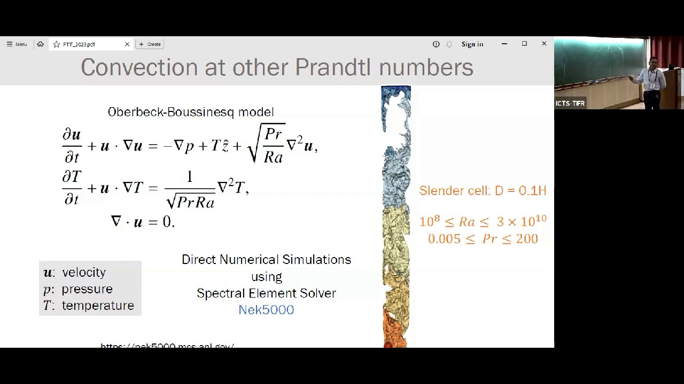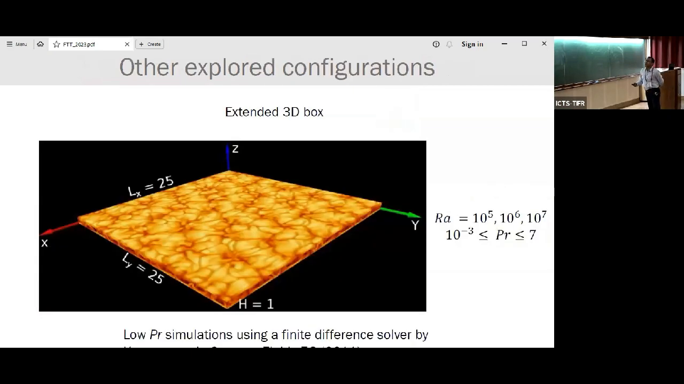So we use this NEK5000 code and perform the simulations, and some of the citations or references are hiding, but it's fine. Since we are performing these simulations in slender cells, we don't know how the properties are modified. So we have to have some references. We also performed simulations, or used the data set, which we generated in large aspect ratio boxes, extended boxes, where the effect of side walls is negligible. It's like a periodic boundary condition box, although these are closed boxes, the effect of side walls is negligible.